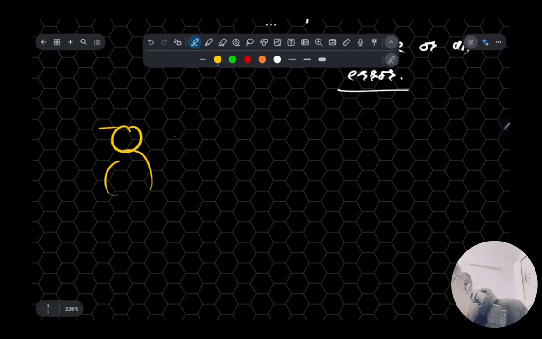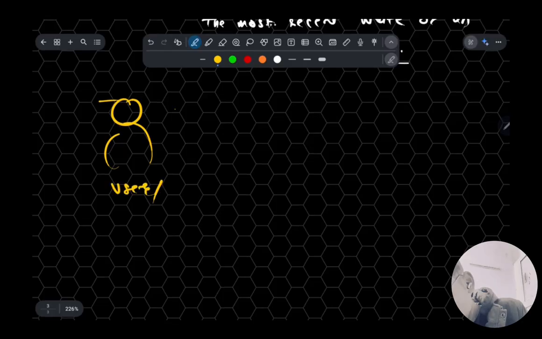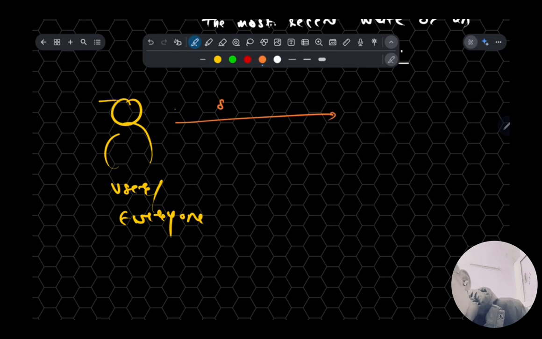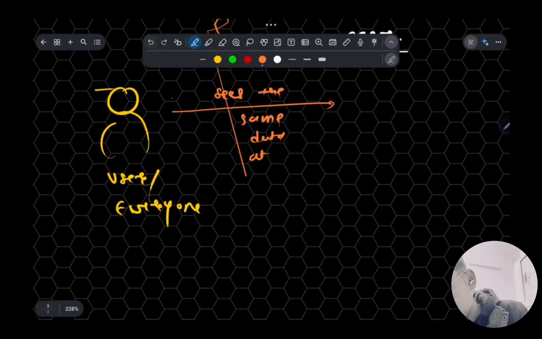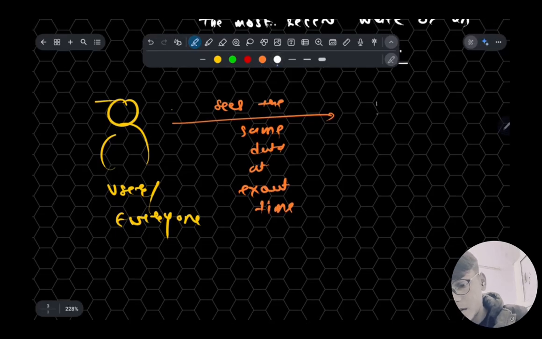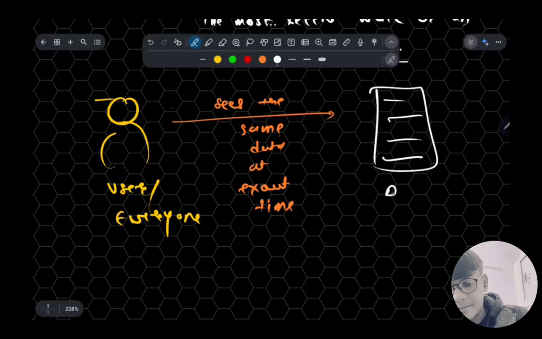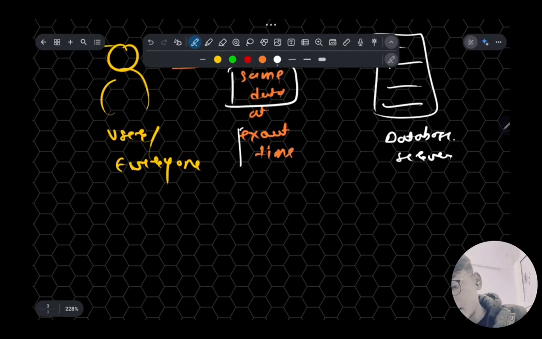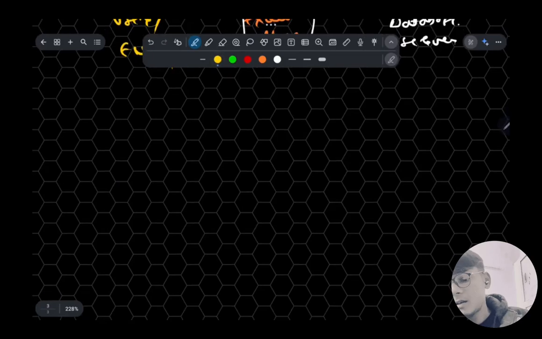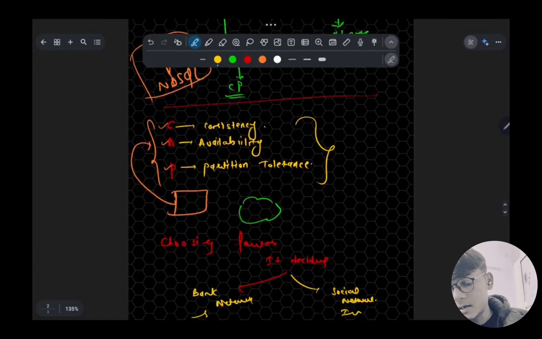Here are the people, or users, everyone sees the same data at the exact same time. Here is the database server. Everyone sees the same data at the exact same time. That is consistency. So today we understand consistency.